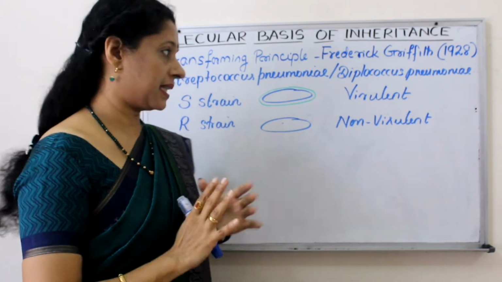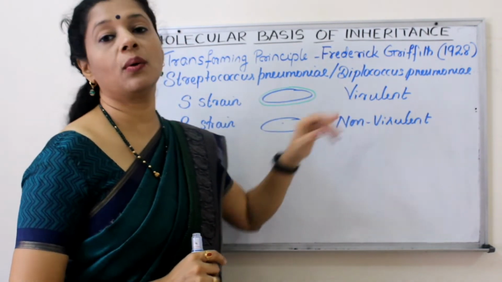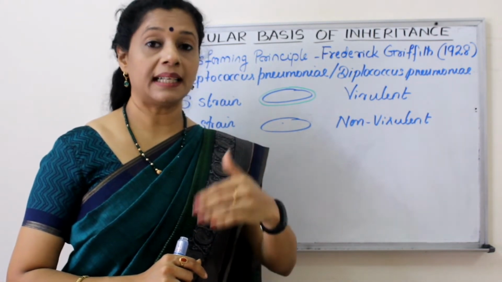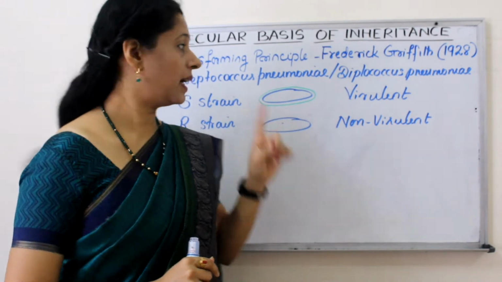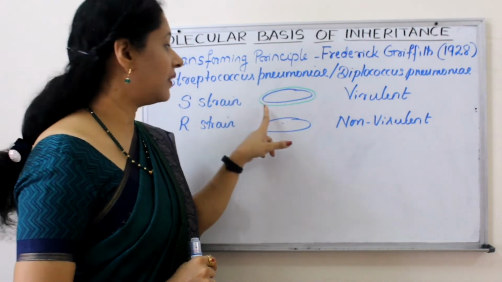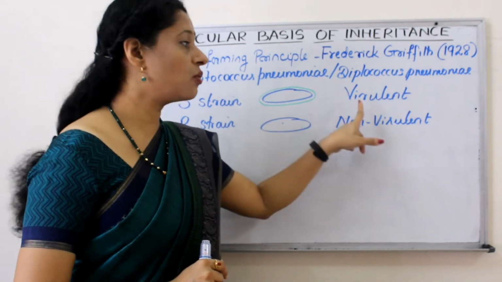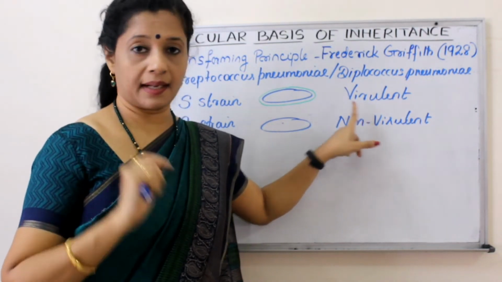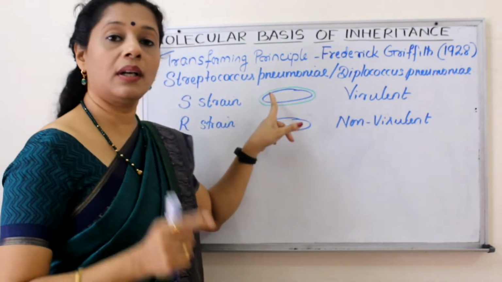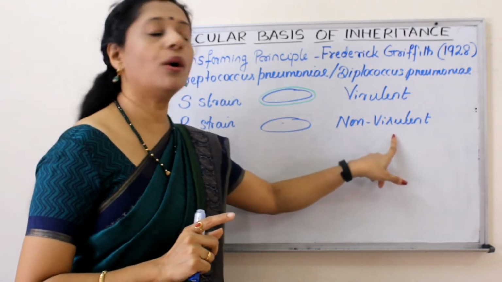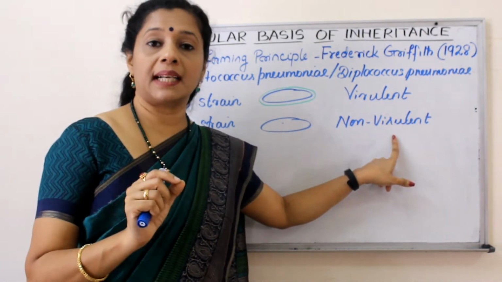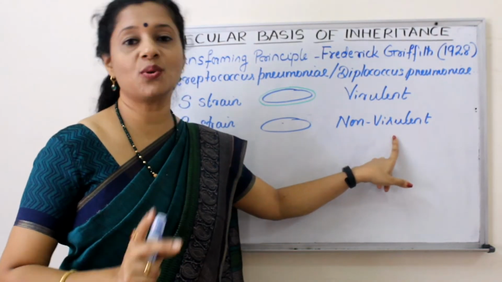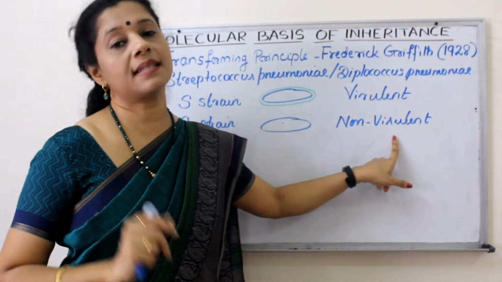Okay? But the smooth one is the virulent type. Virulent means what? The pathogen that can cause a disease. So, S strain bacteria having a smooth coating seems to be virulent or causes pneumonia. Whereas the rough strain without that smooth coating is non-virulent, or that bacteria cannot cause disease. He used these two bacteria in mice for his experiment.